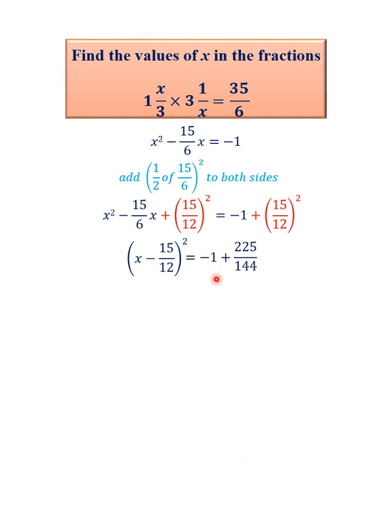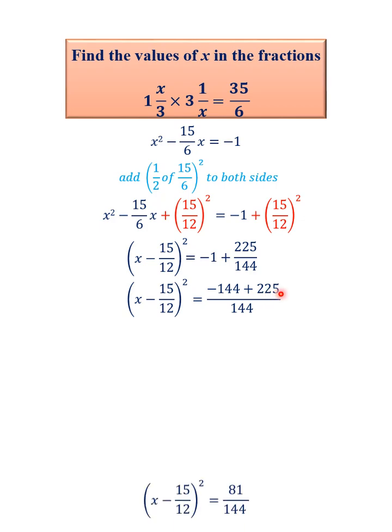And everything becomes equal to negative 1 plus 15 squared is 225 and 12 squared is 144. On the right hand side, we have 144 as the common denominator, and 144 multiplies negative 1 to give us negative 144. 144 into 144 is 1, and times 225 gives us plus 225. Minus 144 plus 225 is definitely 81, and that is over 144. This is squared. To take away the squared, we are going to take the square root of both sides.